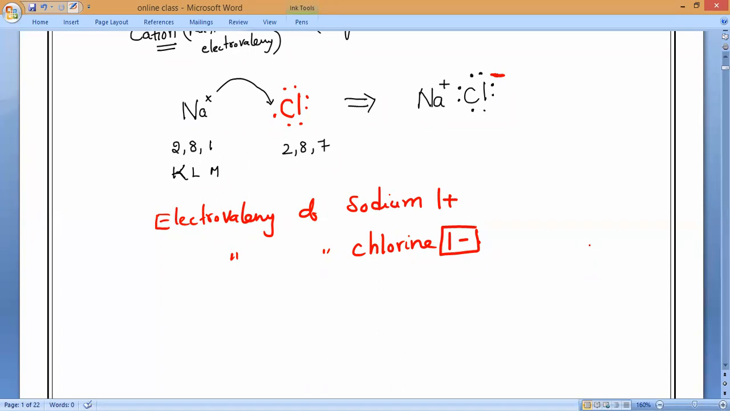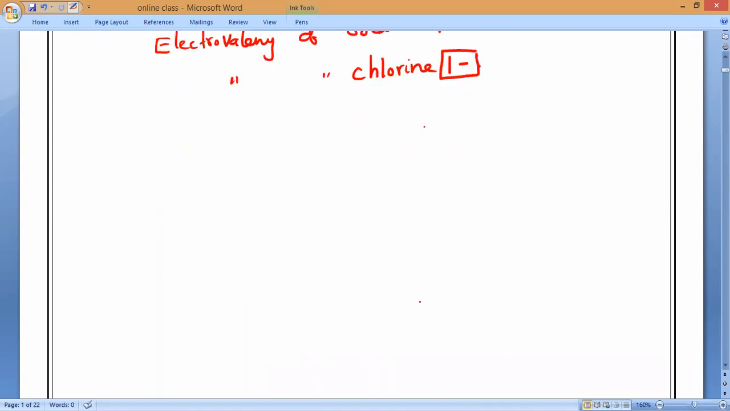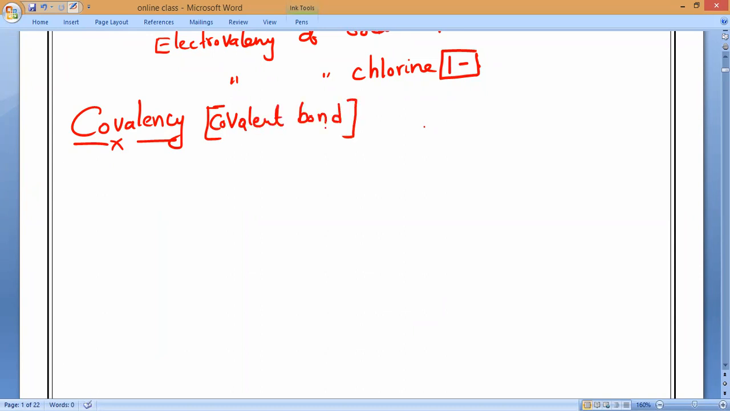So remember, electrovalency is the number of electrons gained or lost by an element in order to complete its octet rule. Now coming to covalency. Covalency is what we studied in the last chapter. Covalency is due to sharing of electrons. It will form which bond? Covalent bond.